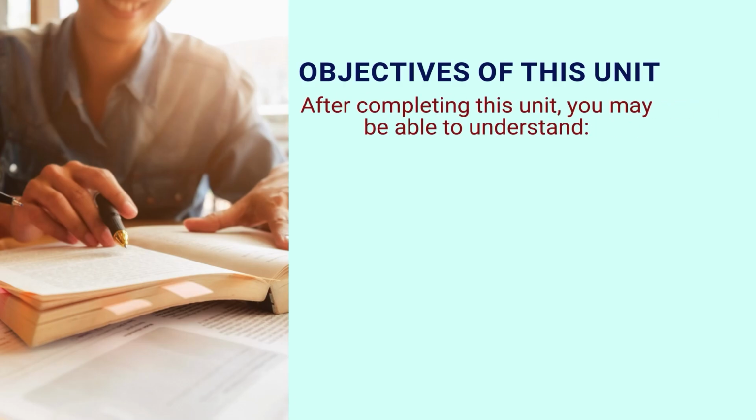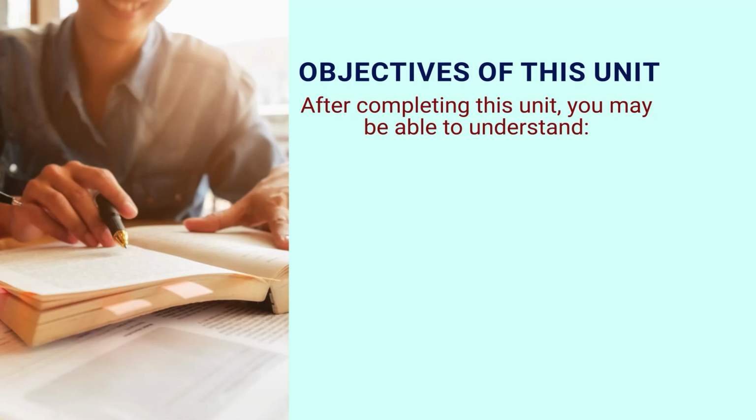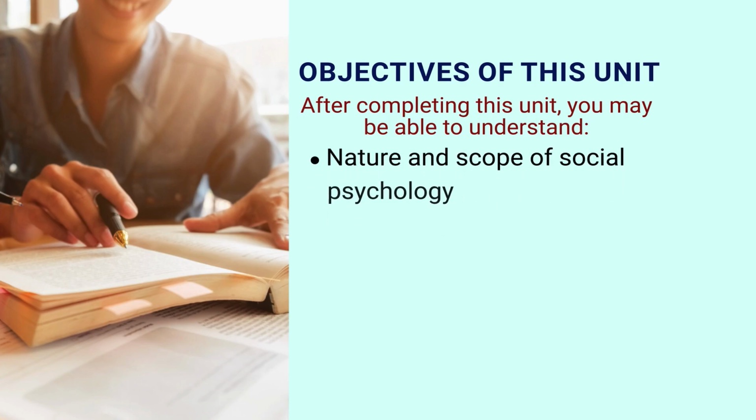Dear learners, let us first of all briefly outline the objectives of this unit. In earlier units of your course, you have gone through some of the important basic concepts relevant for understanding human behavior. In this unit, we will present to you a general introduction to the basic concepts of social psychology. After completing this unit, you will all be able to understand the following aspects. First, the nature and scope of social psychology.